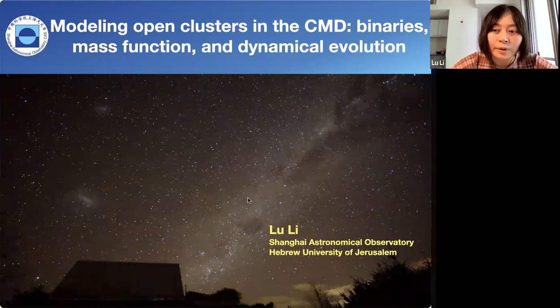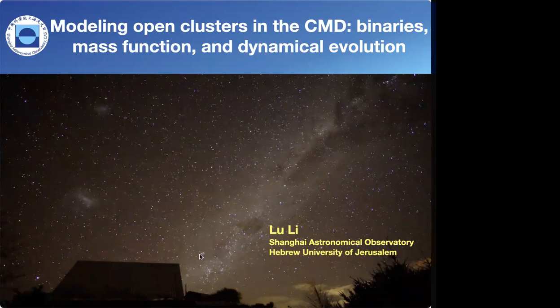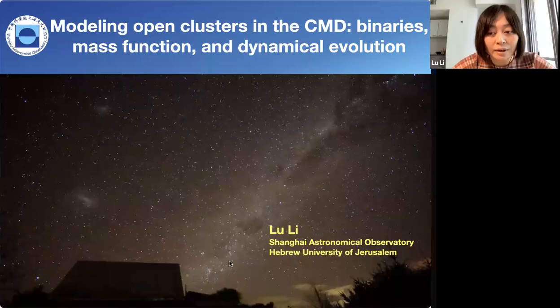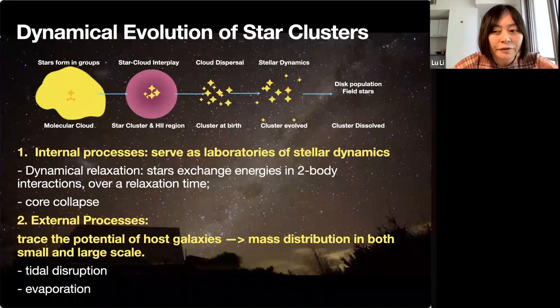My story will start from this background picture. This is a picture I took in the Southern Hemisphere in New Zealand, and we can clearly see the Milky Way, the Magellanic Clouds, and the stars. And the stars are in star clusters like this. These are open clusters.